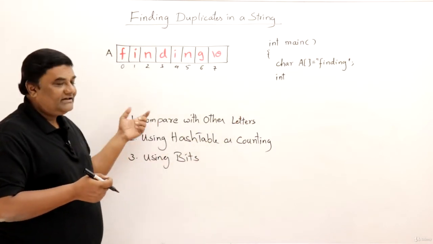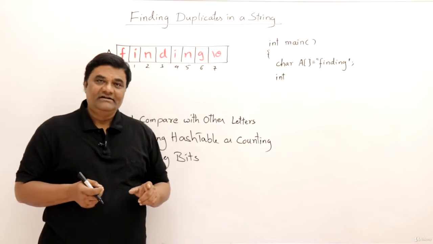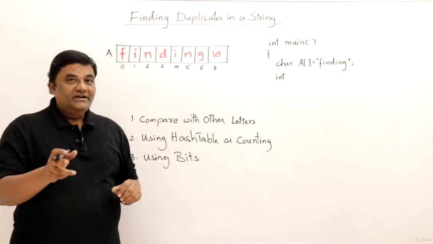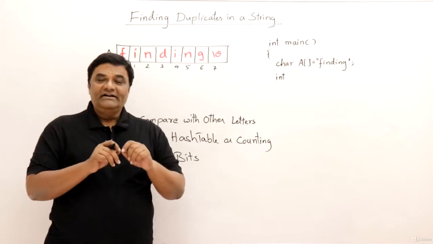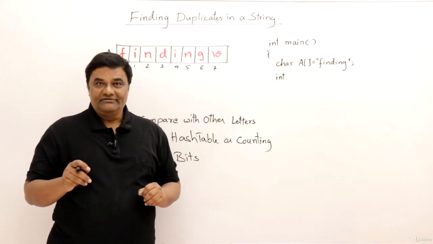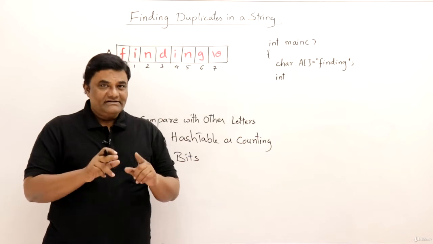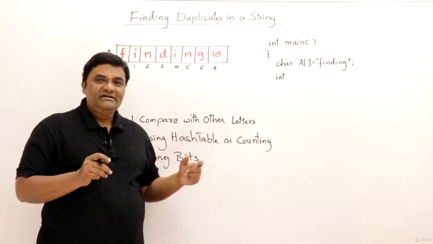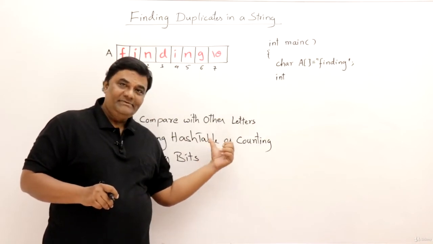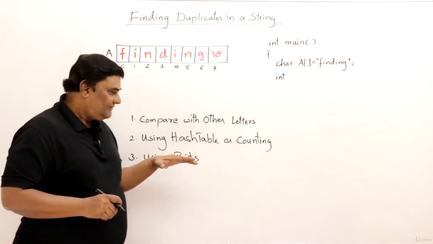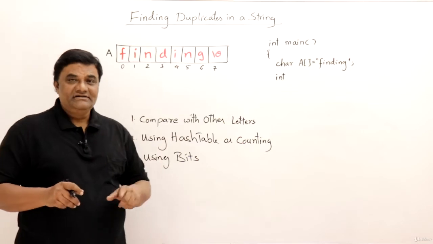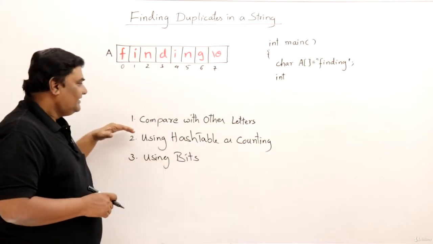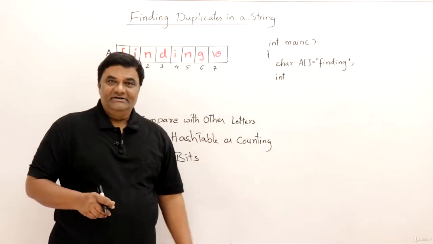So we will take an alphabet and compare with the rest of the alphabets in an array. So the method is the same, so I will not explain it in detail. You can refer back to the video on finding duplicate elements in an array of integers. Then the second method is also similar to the one we have already seen, but there is a little change here, so I will explain this one. Then the third one is the new one, that is using bits, that I will cover in the next video. So let us start with the first method, comparing with other elements.